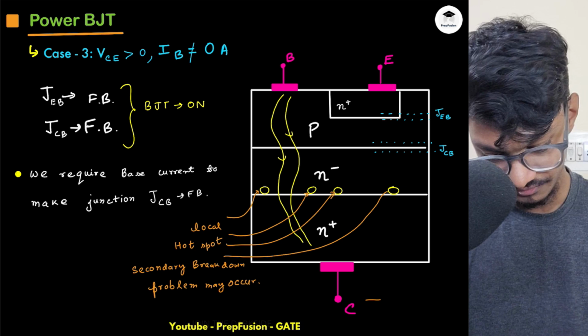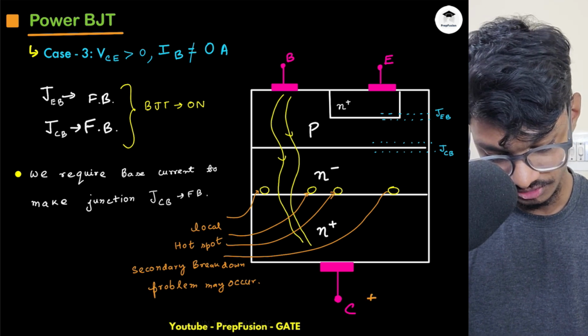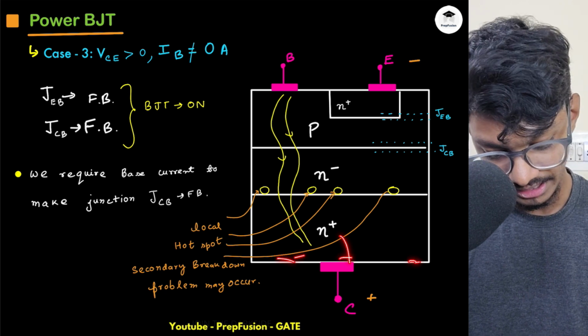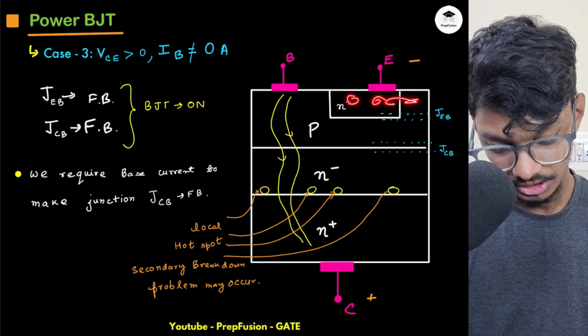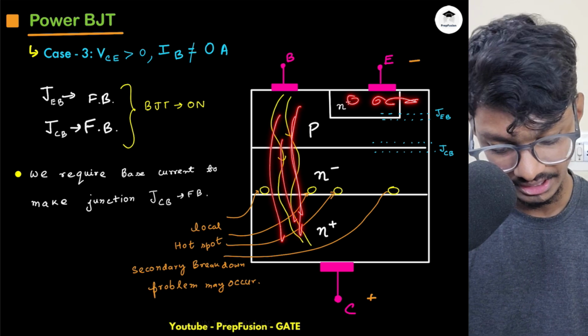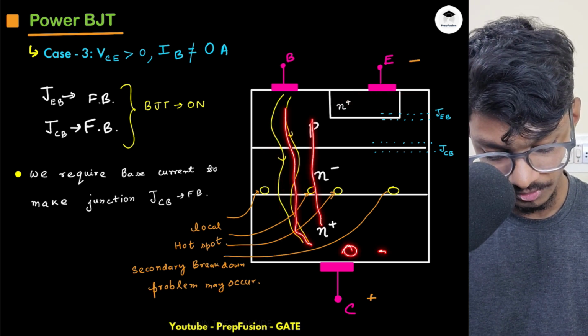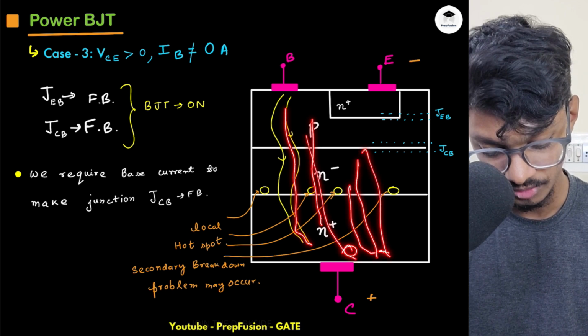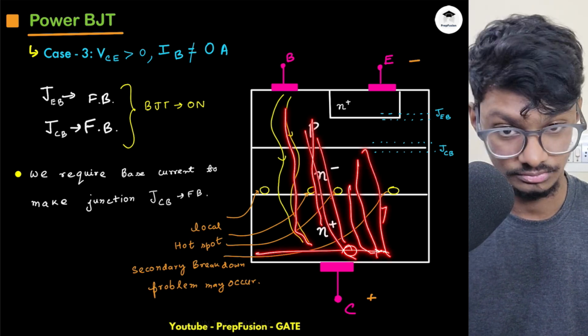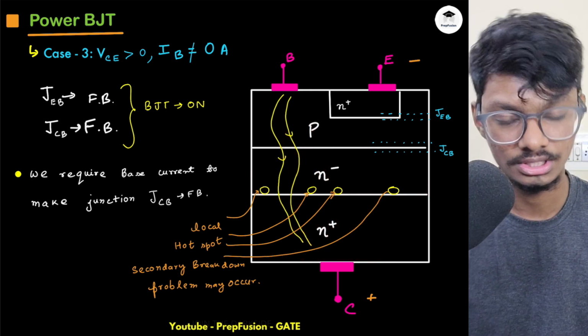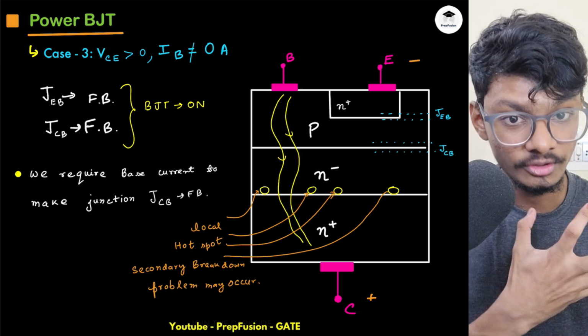positive, so this was positive and this was negative. Here a huge number of electrons were present and a huge number of holes were present here. As soon as the current flows, the current direction is this, so the electron direction will be this, so a huge number of electrons will start to flow from here to here. Because there was a huge number of electrons here, a local hotspot of holes and electrons will happen.